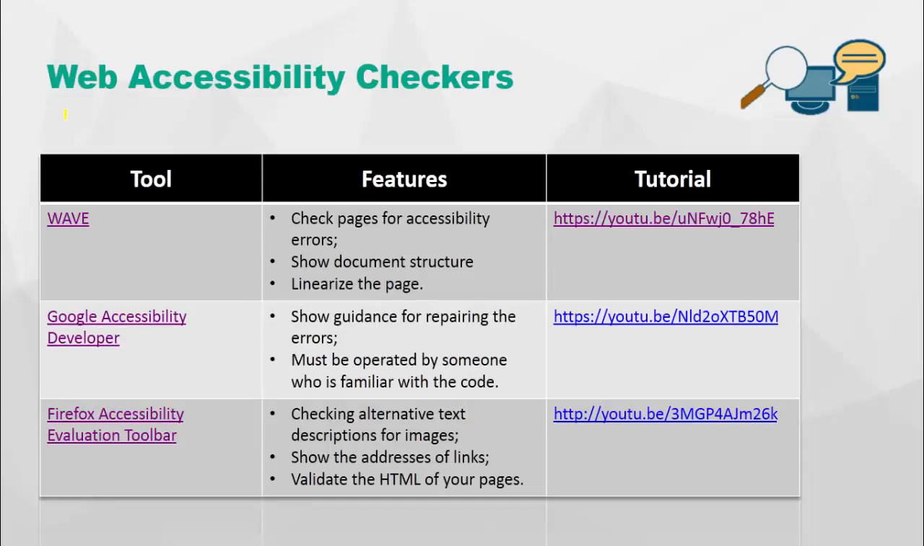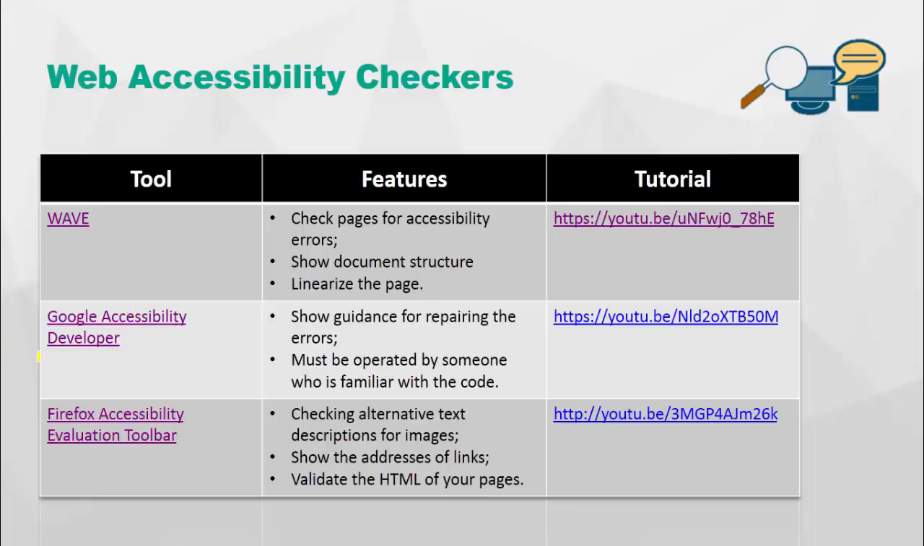Now we are going to introduce some tools for checking web accessibility. If you search Web Accessibility Checker in Google, you will find a long list of tools, but these three are my favorite. First, Wave is very easy to use and it's very powerful. And this is my favorite one. I'm going to demonstrate it soon here.